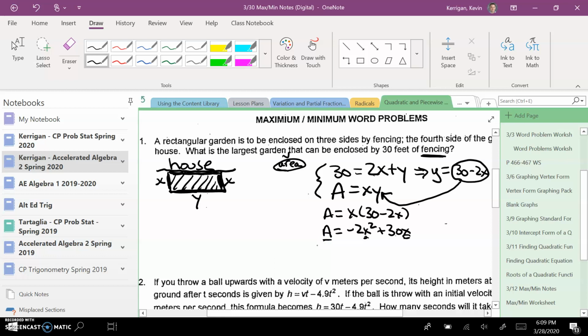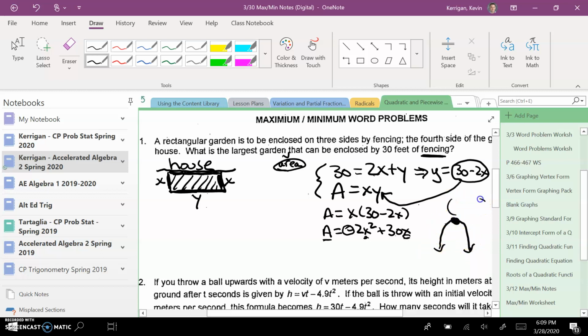All right? Now notice that my leading coefficient here is a negative. So in terms of the graph of this, since my leading coefficient is negative, I know it's going to be a quadratic that opens downward. Well, the vertex of that quadratic is the maximum value of that graph.